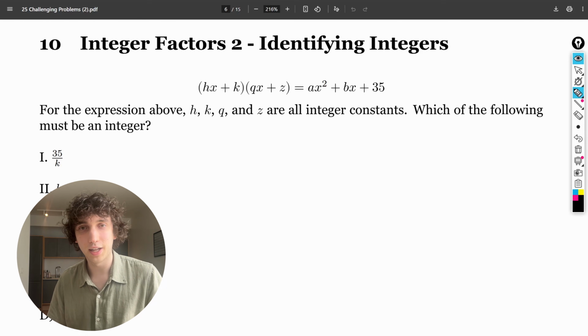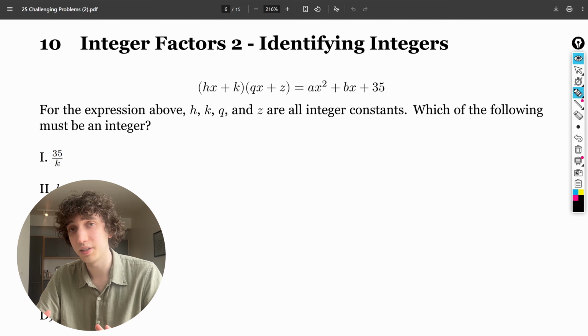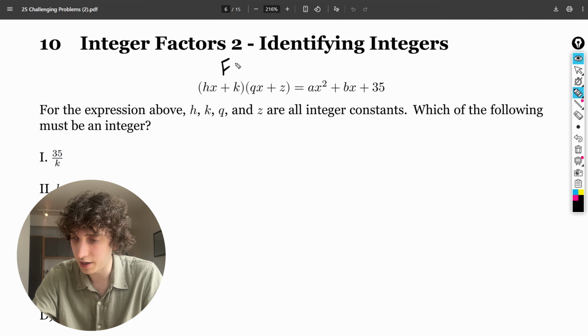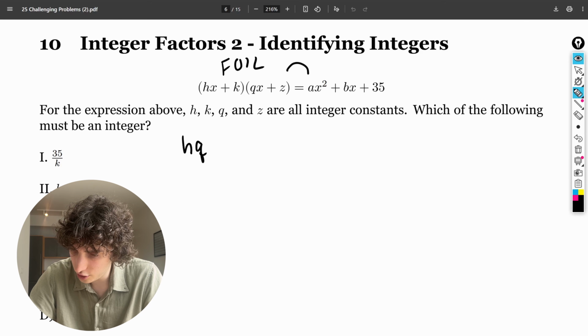So we really don't have a lot to go off of, but we know that this side, the two binomials, has to equal this side, the trinomial. And so it's going to help us a lot if we multiply this binomial out using FOIL to compare the coefficients. So we get hq x squared.